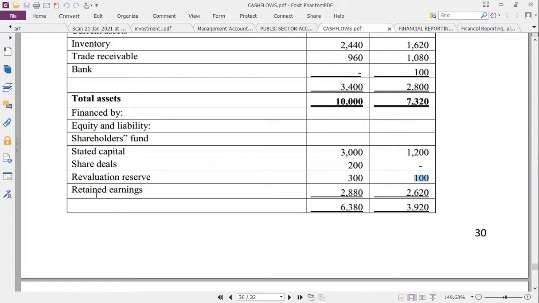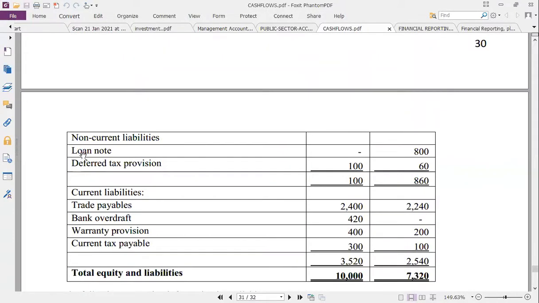Retained earnings is for dividend calculation, if they don't give it to you. But if I'm giving you the dividend in the question and I'm giving you the profit, that is profit before tax or the profit that you need, then don't touch the retained earnings. One, they're giving you the dividend. Two, they've given you the profit that you need. Then three, don't touch the retained earnings.